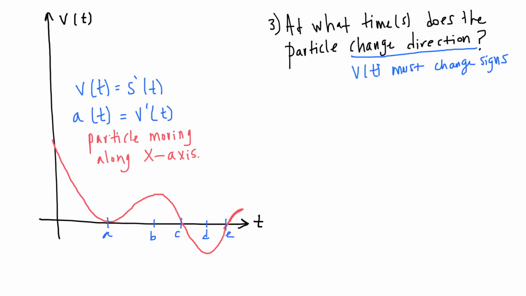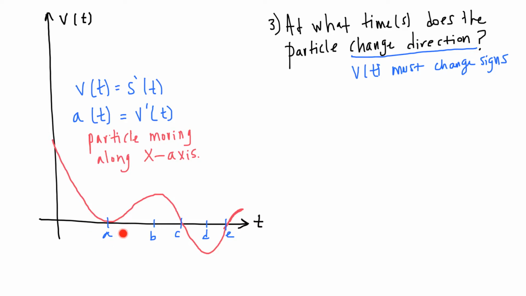So what's the particle doing? Well, right before C, the velocity was positive, which means the particle was going to the right. Remember, it's going along the x-axis. And then right after C, the velocity is negative, so then it was going to the left. So the particle was going right, and then the particle was going left. Right at C, it changed directions. Same thing at E. The velocity was negative before E, so the particle was going to the left, and then the velocity is positive after E, so the particle was going to the right. Right at E, it changed directions.